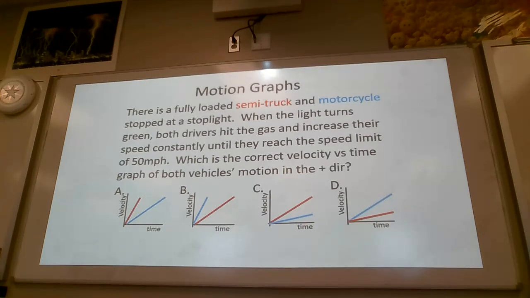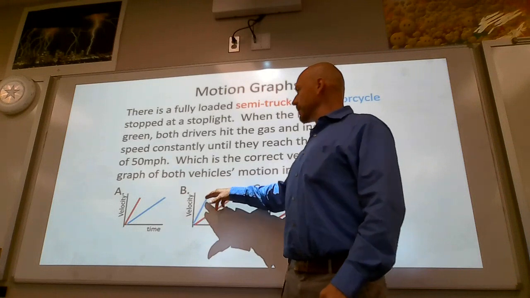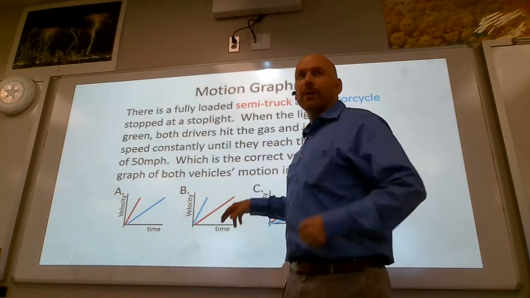Tell your neighbor. Correct answer is B. Beautiful butterflies. Okay, the motorcycle reaches the 50 miles an hour sooner than the truck does.